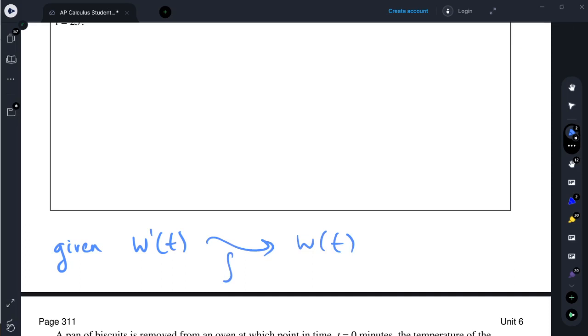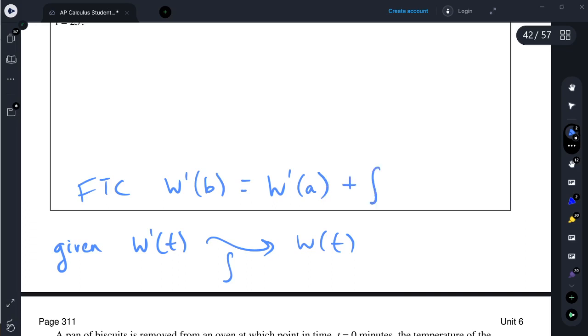And so what FTC is going to basically tell us is that w at some new time b equals w at our initial condition plus the integral from a to b of w prime of t dt, right? So w of b is equal to w of a plus the integral of w prime of t dt, right?